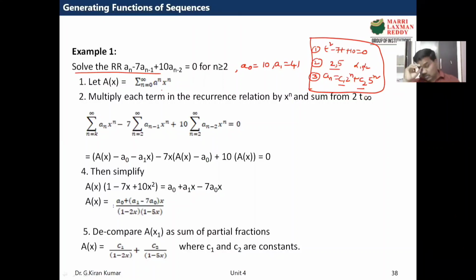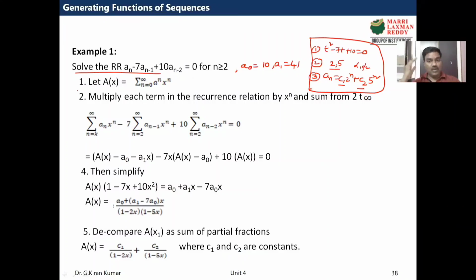Let's proceed. Now we are coming to solving a recurrence relation using the generating function method. So step 1 is this. Please make a note in view of the examination. Sometimes the question will be asked like: solve the recurrence relation using the generating function method. If that is the question, you must apply this procedure only.